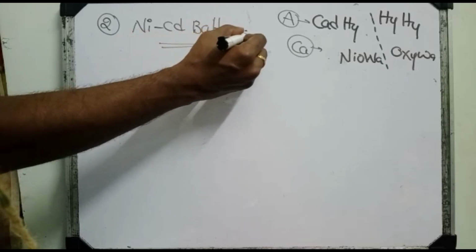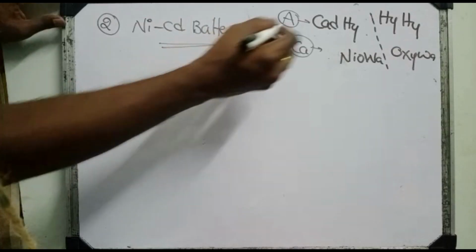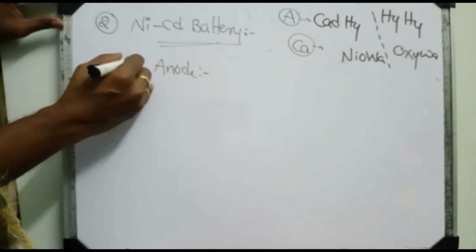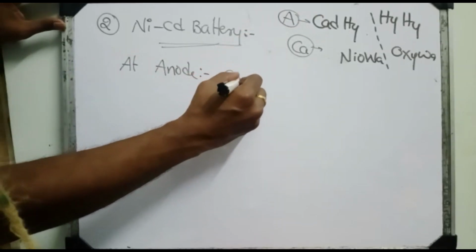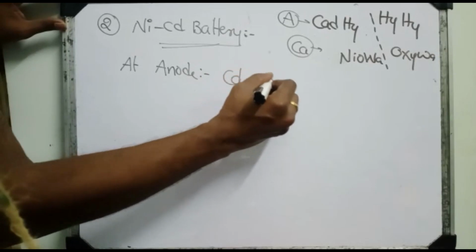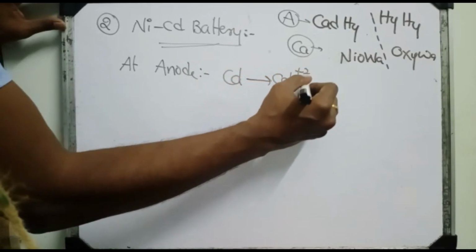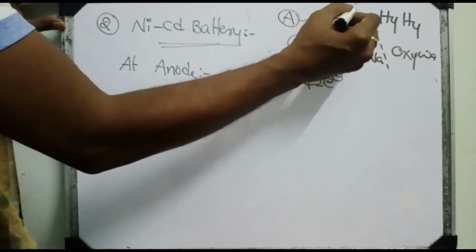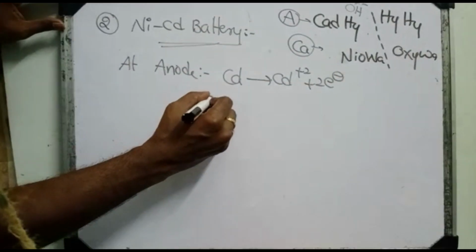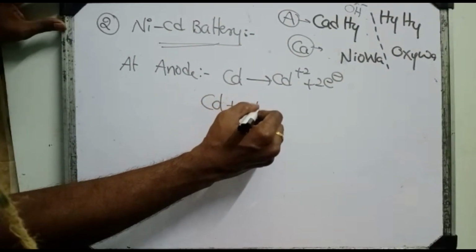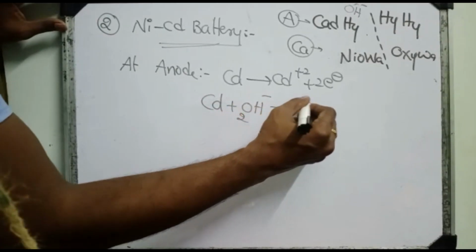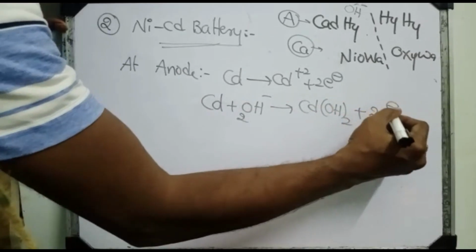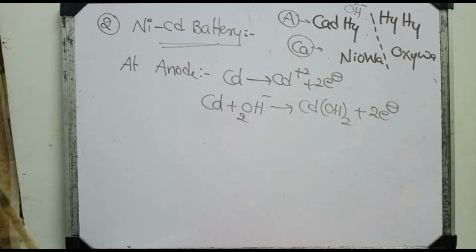So, nickel cadmium battery. Here, who is the anode? The anode is cadmium. At the anode, what happens to cadmium? It loses electrons: Cd gives Cd2+ plus 2 electrons. Otherwise, in the presence of OH minus, you take Cd plus 2OH minus, giving Cd(OH)2 plus 2 electrons. So that is at the anode.